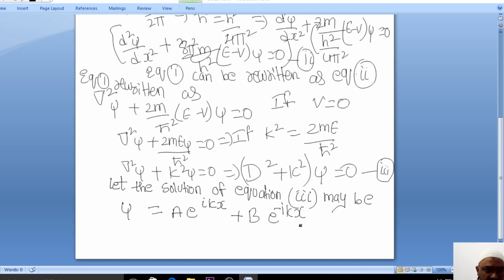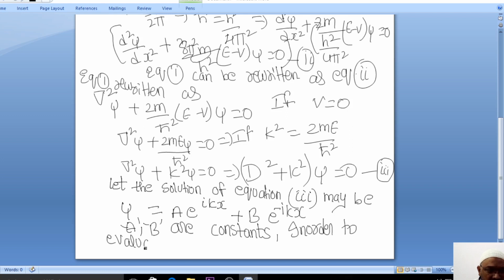Since we have considered a and b, what are these? a and b are constants. In order to evaluate the constants a and b, what we have to do is use the boundary conditions.